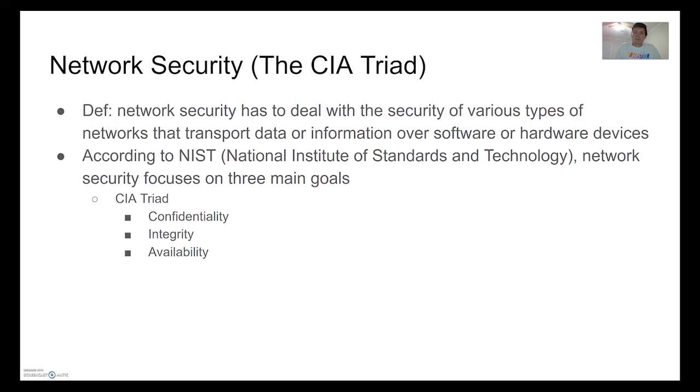So now that we've discussed communication methods, I would like to briefly touch on network security. And to start, I would like to discuss the CIA triad. The definition of network security has to deal with the security of various types of networks that transport data or information over software or hardware devices. According to NIST, the National Institute of Standards and Technology, network security focuses on three main goals, which is known as the CIA triad: confidentiality, integrity, and availability, which I will get to next.